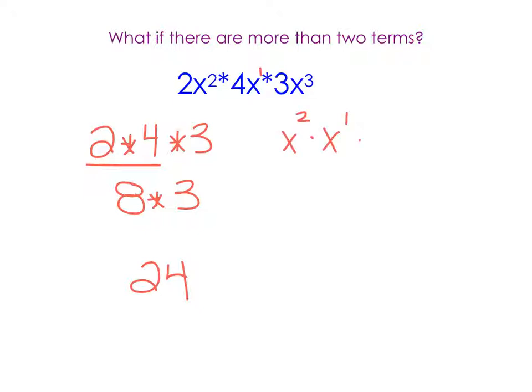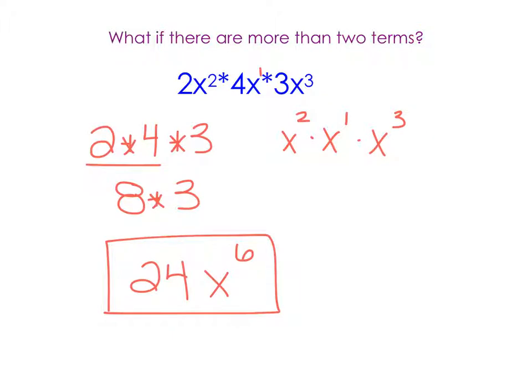Then from here we have an x squared times an x to the first times an x to the third. So we have 2 x's times 1 x, which gives me a total of 3, times 3 more, which gives me a total of 6. So we simplify to be 24 x to the power of 6.